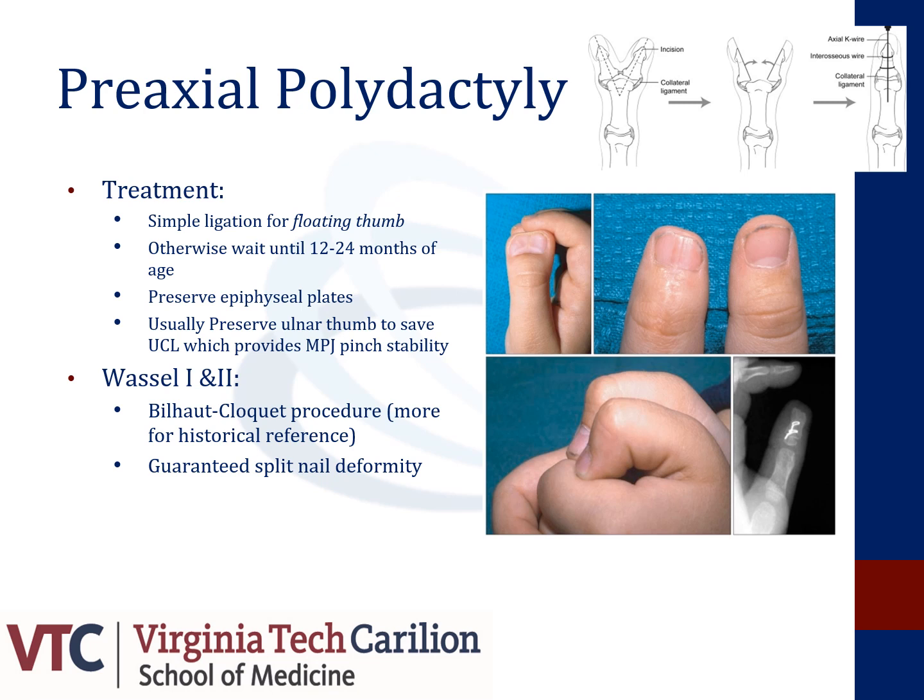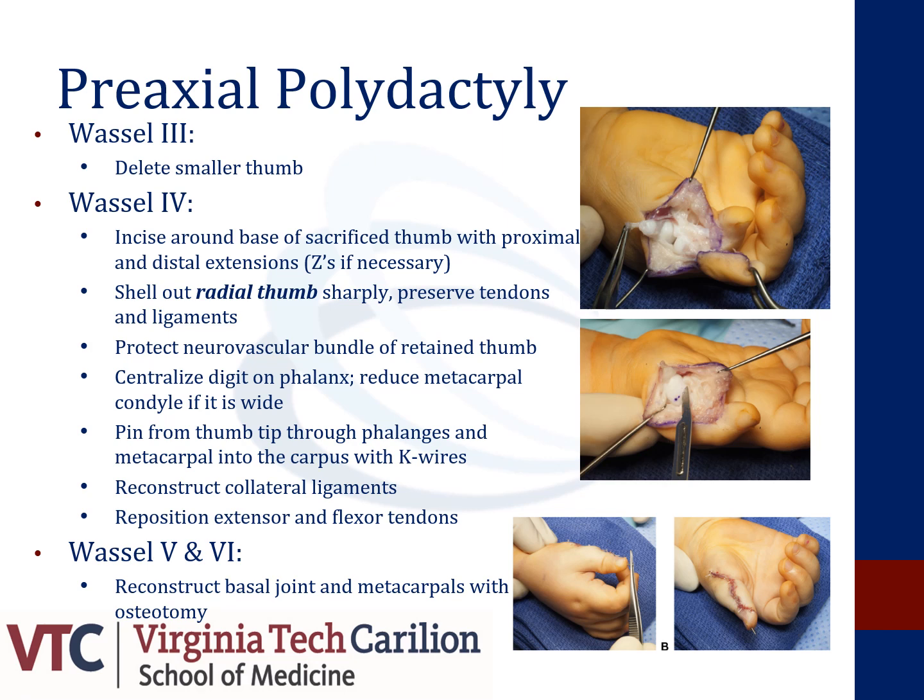In types 1 and 2, the duplicated distal phalanx is split centrally and then combined. This does typically lead to a split nail and a somewhat broad residual thumb. For Wassel 3, with a bifid proximal phalanx and 2 distal phalanges, the smaller of the 2 thumbs is deleted. It's important to note that both thumbs will be smaller or hypoplastic compared to the normal or contralateral side.